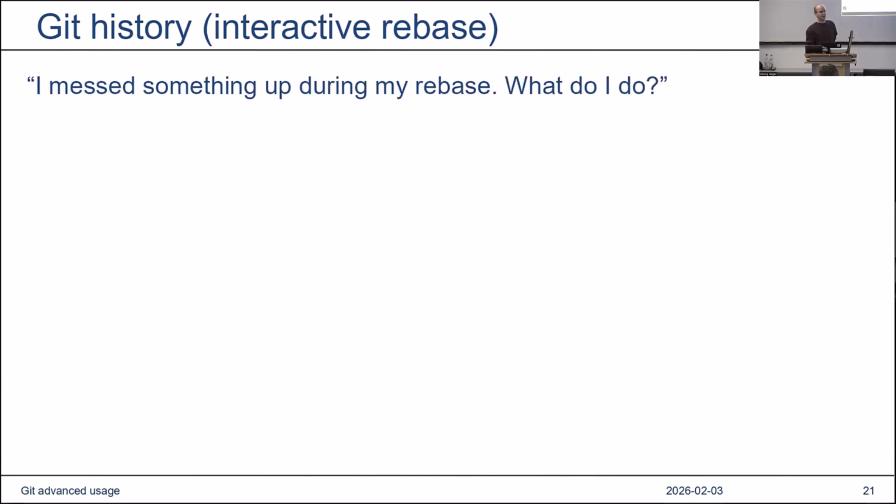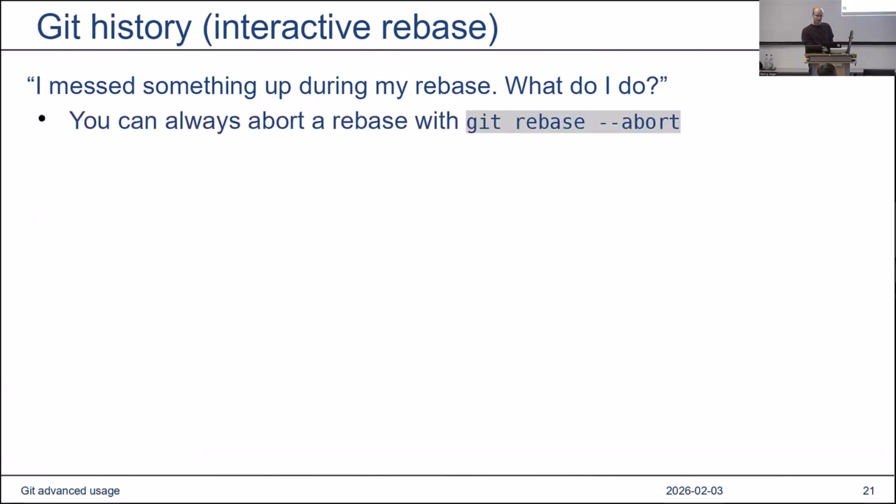Now, one very important thing is, oh no, something bad happened. This is already something that you have touched on. I messed something up. What do I do? There are multiple things that you can do. If you're still within your rebase and you're unsure, or you just want to go back to where you were before, you can just type git rebase --abort.